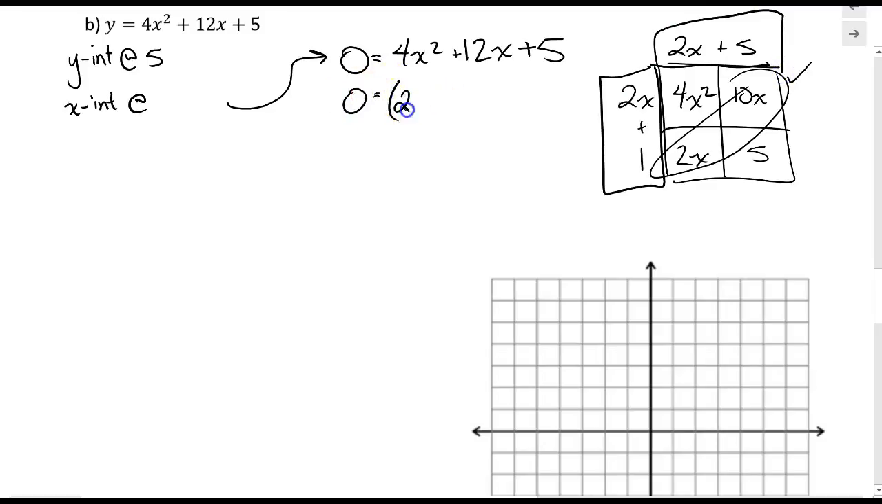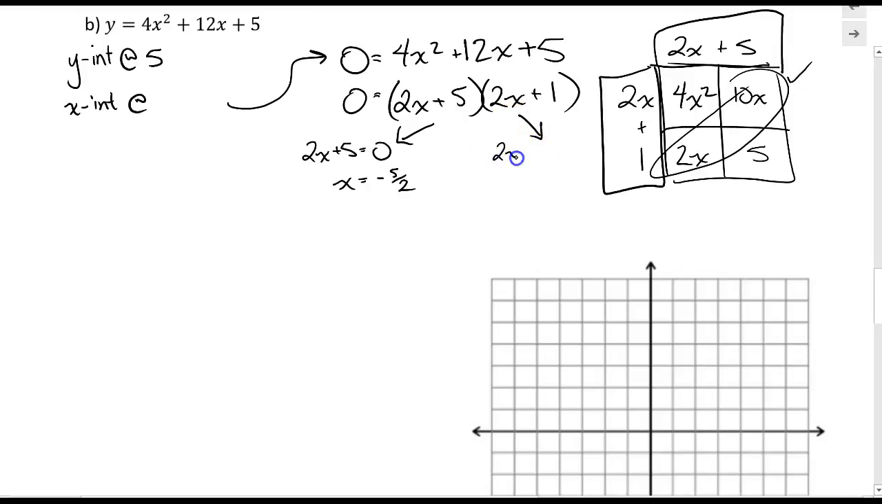So I've got 0 equals 2x plus 5 and 2x plus 1. This means that one of my two factors is equal to 0 because when they multiply they equal 0. 0 property again. So 2x plus 5 equals 0. So x equals negative 5 halves. Or it could be that 2x plus 1 equals 0, in which case x equals just negative 1 half. So those are my two possibilities.